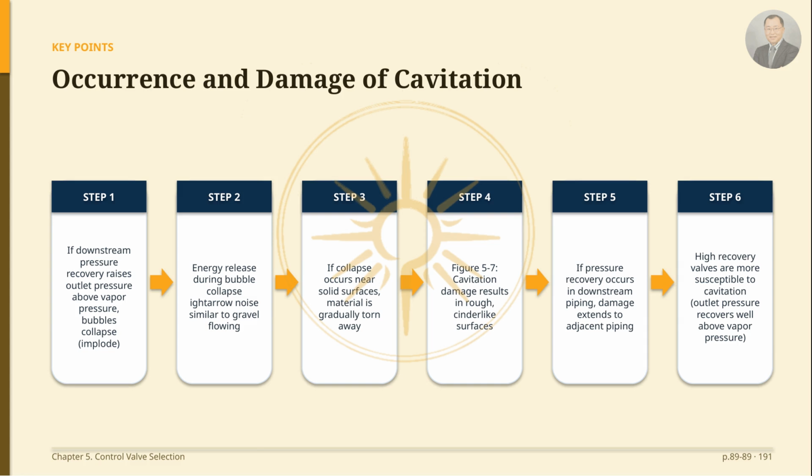If the bubbles collapse in close proximity to solid surfaces in the valve, the released energy will gradually tear away the material, leaving a rough, cinder-like surface as shown in Figure 5.7. If pressure recovery occurs in the downstream pipeline immediately after the valve and the bubbles collapse there, cavitation damage can extend to the adjacent downstream pipeline.